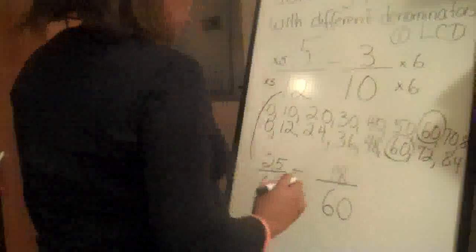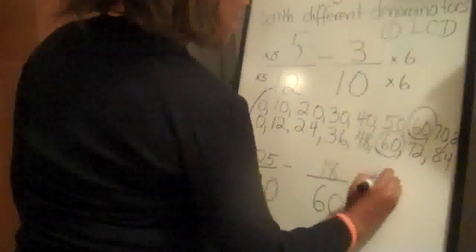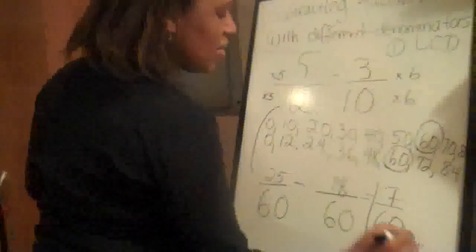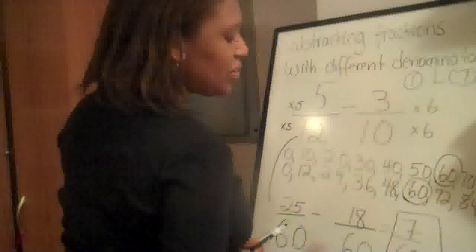So now we have 25 minus 18 is equal to 7 over 60. In a problem like this, always try to reduce it to the lowest terms. But we can't do it with 7 over 60, so we're just going to leave it like this. So we're going to leave 7 over 60 as the answer. Okay?